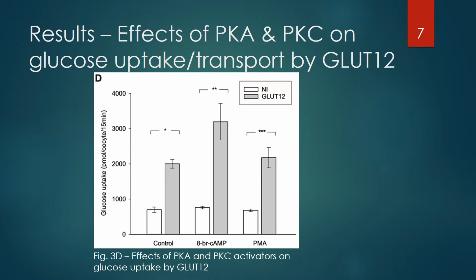This figure shows the effects that the kinases had on glucose uptake. So the legend is the same. It's showing the non-injected and injected oocytes. And the 8-Br-cAMP is the activator molecule for protein kinase A, and the PMA is the activator molecule for protein kinase C. And what you'll see is that compared to the control, the activator for protein kinase A had a much more dramatic increase in glucose uptake than the protein kinase C activator.